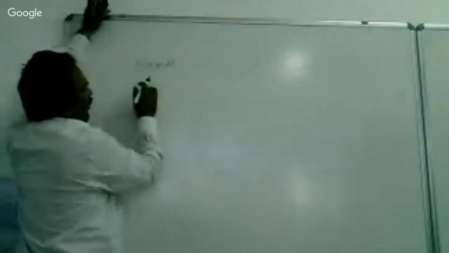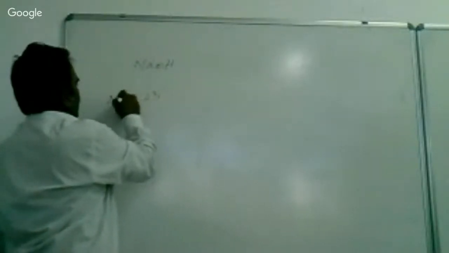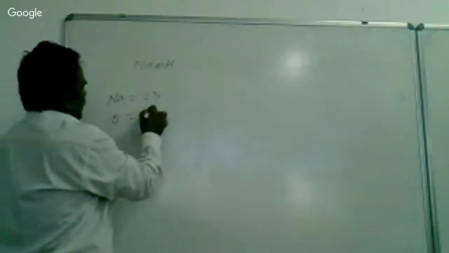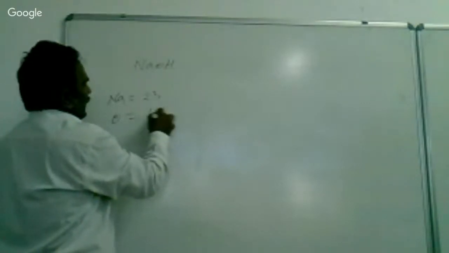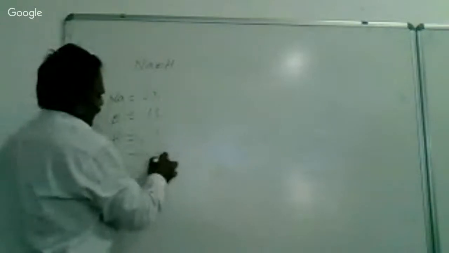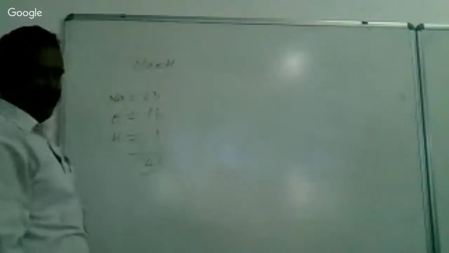I'll take sodium hydroxide, NaOH. As we know pretty well, sodium atomic weight is 23, Na is equal to 23, and oxygen atomic weight is 16. So the total becomes 40. So the molecular weight of sodium hydroxide is 40.